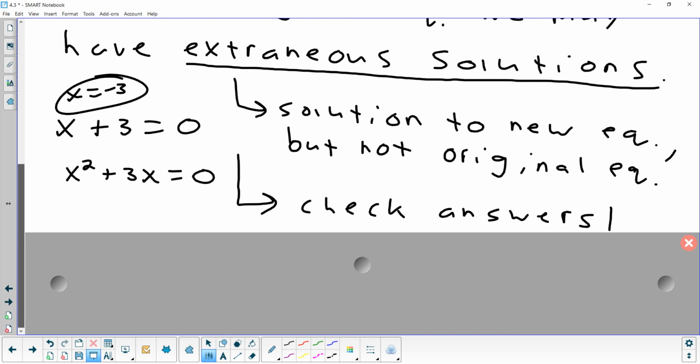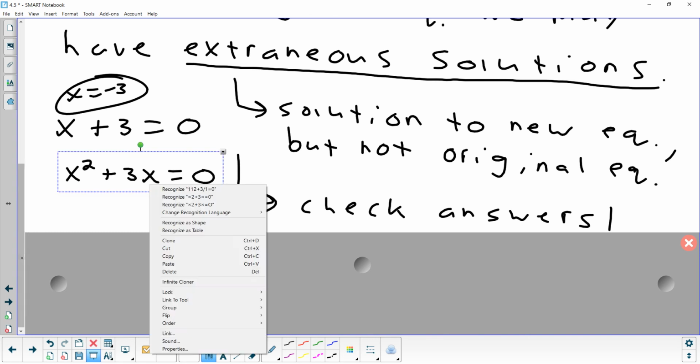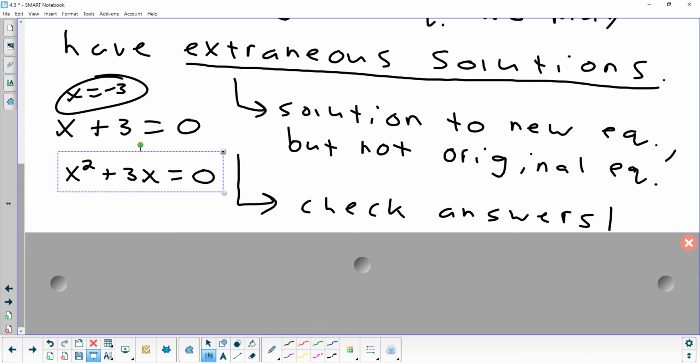Does -3 still work? Let's check. What's -3 squared? 9. What's 3 times -3? And is 9 minus 9 0? Yes. So -3 still works. But there's another number that works here too. Anybody see the other number you could plug in for x? You could plug in 0 now. 0 squared is 0. 3 times 0 is 0. 0 plus 0 is 0. So 0 works in this new equation.